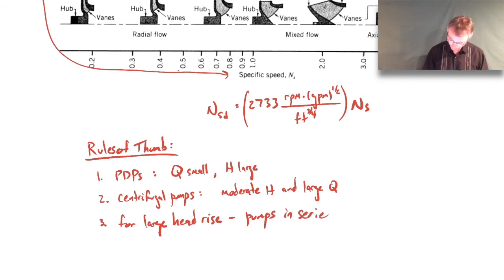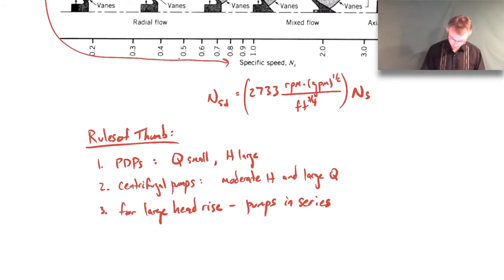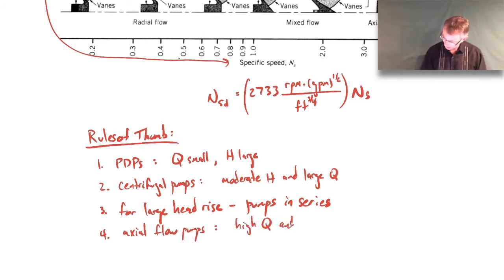It's not uncommon to see pumps put into series, so you can get very large head rises. Each pump adds its own head rise, and so by the end of a bunch of different pumps, you'd have a very large head rise. And then the last rule of thumb is axial flow pumps. Those are for high flow rate and low head rises.